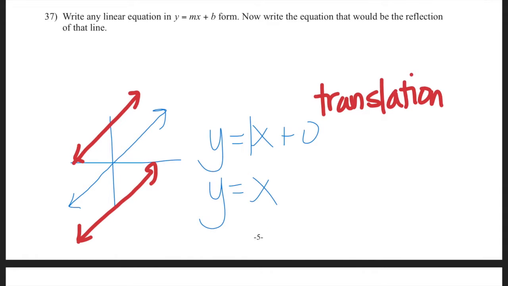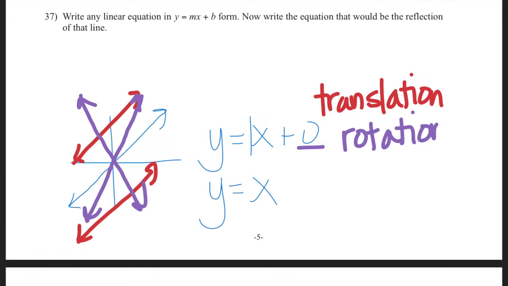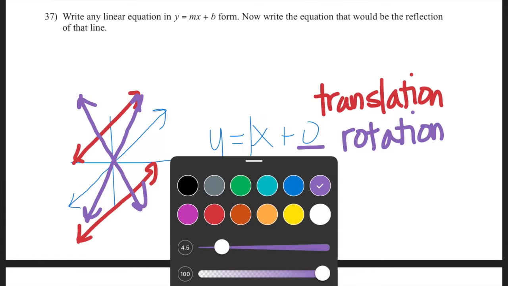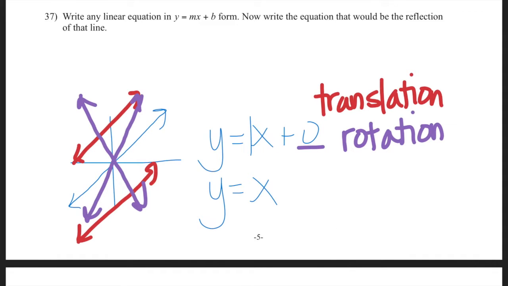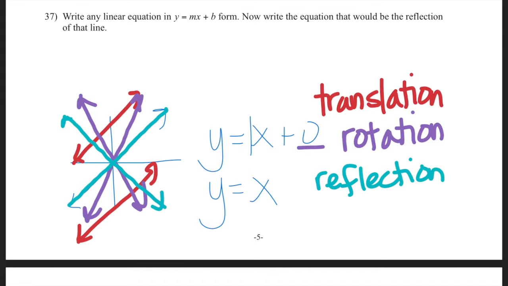I can keep the y-intercept and I can change the steepness of the line. Okay, that is a rotation. Or, let me do one more color here. Let's do turquoise. Or I can take this line and I can do the exact opposite slope going the other way. That is a reflection. So those are the 3 possible transformations that we have, okay?